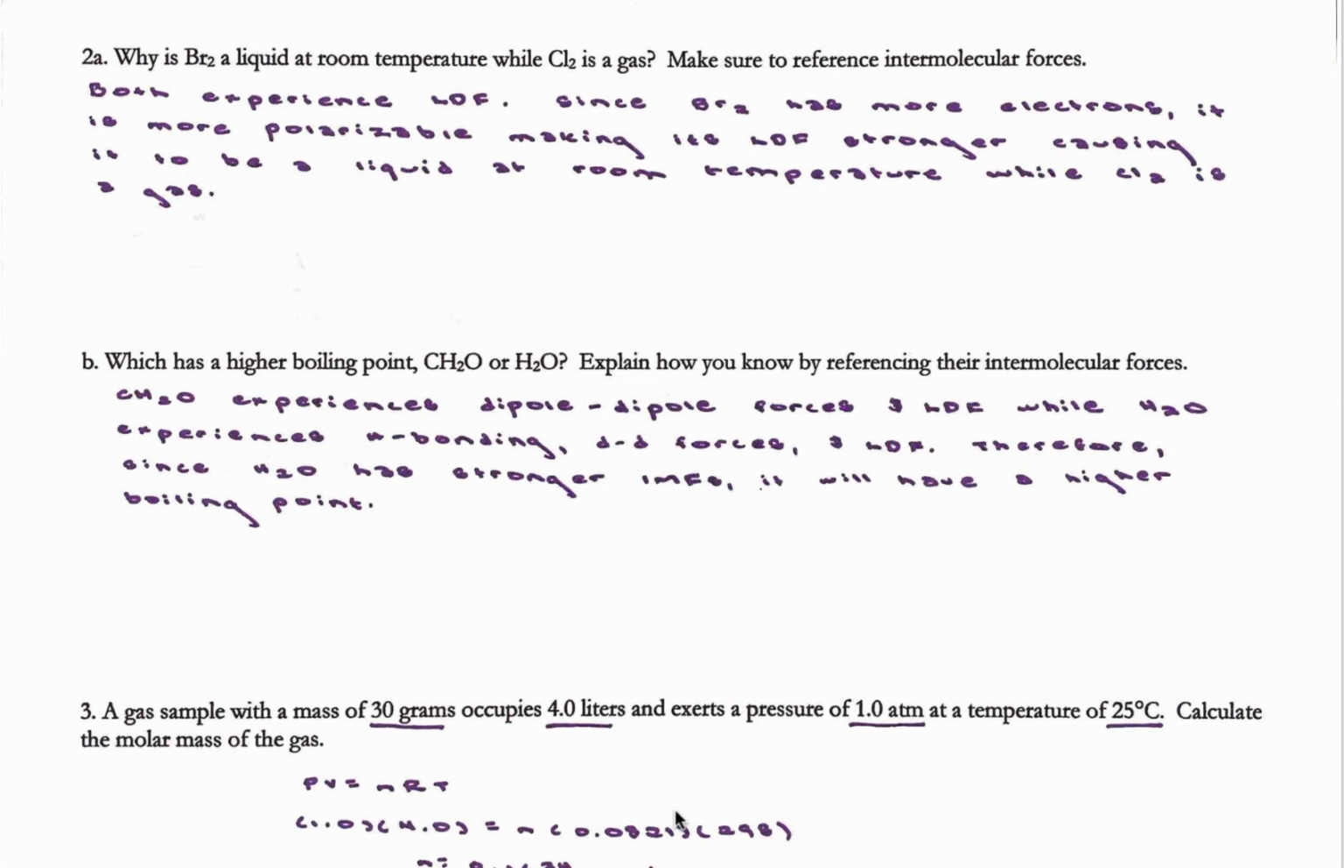It gets even more severe if you look at your halogens, by the way. Iodine, I2, is actually a solid. So it has so many electrons that its intermolecular force is so strong that it's actually a solid at room temperature.